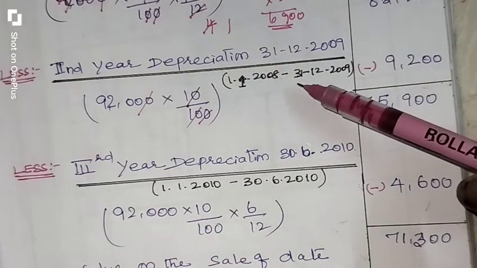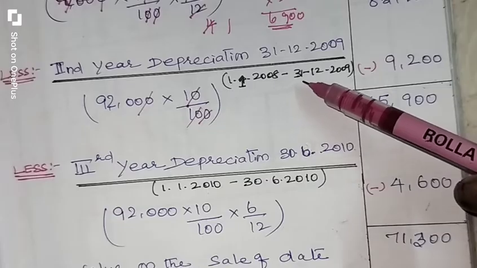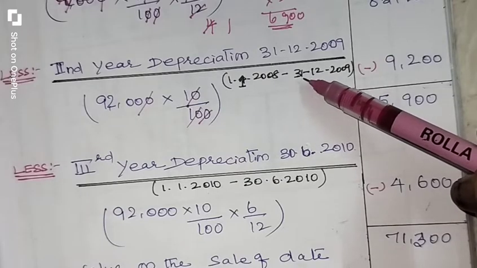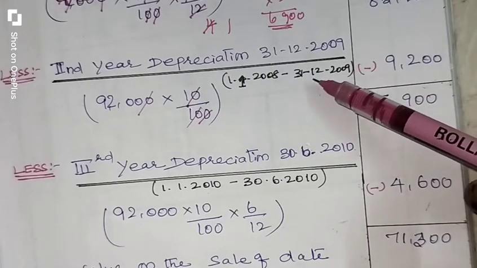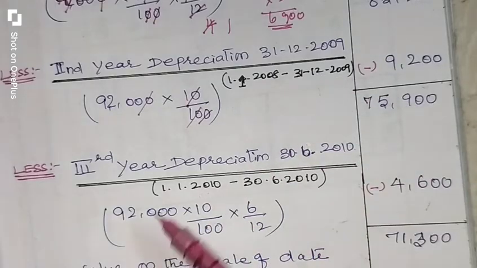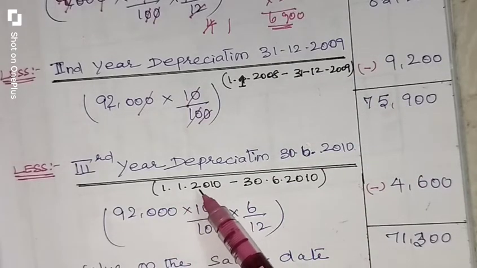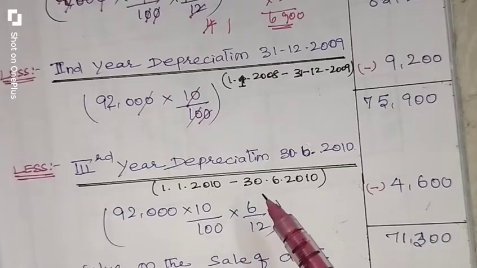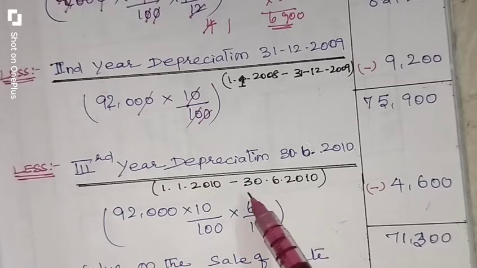Because the closing accounting period is already given in the transaction, that is 31st 12 2009. The next day of 31st 12 is 1/1/2010. This is the opening accounting period. Now we have to take the selling date. What is the sold date of the asset?